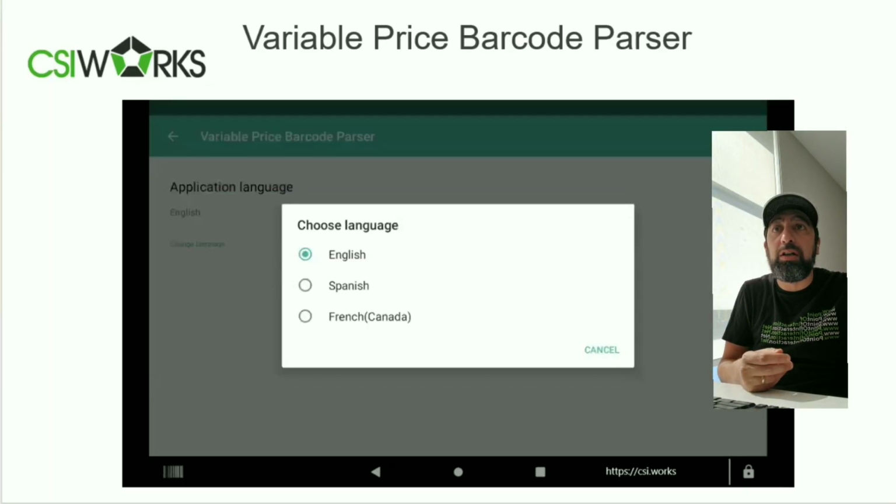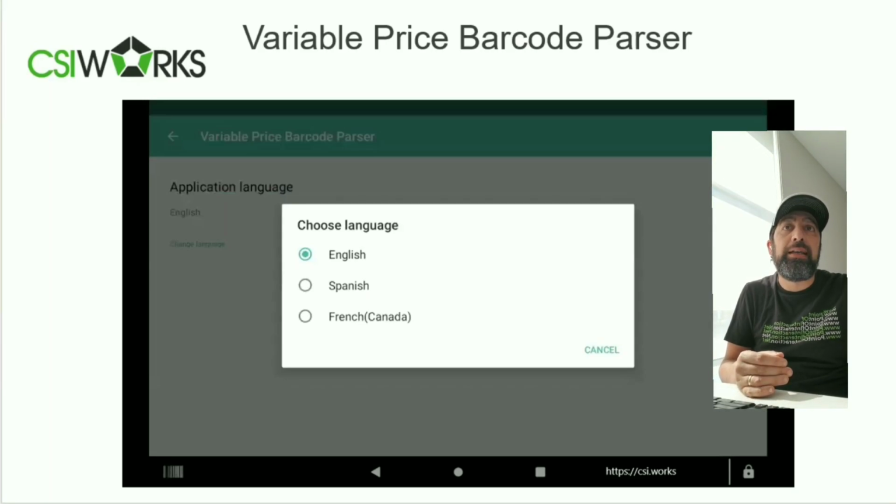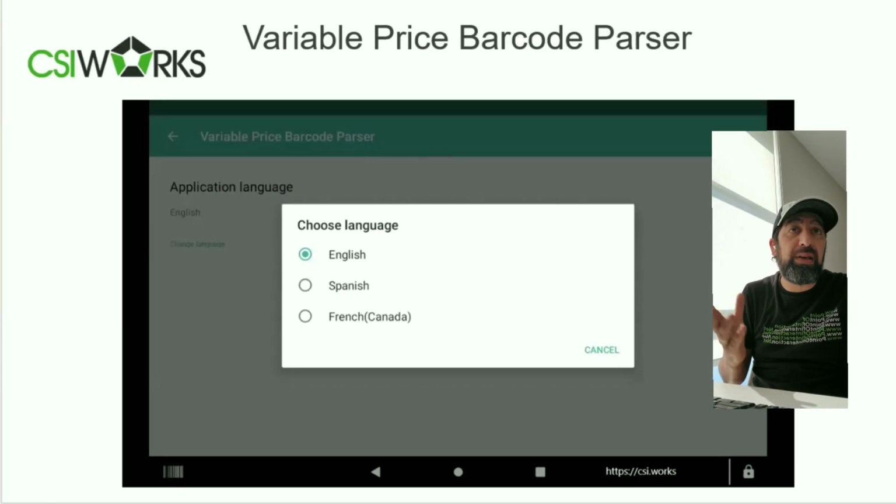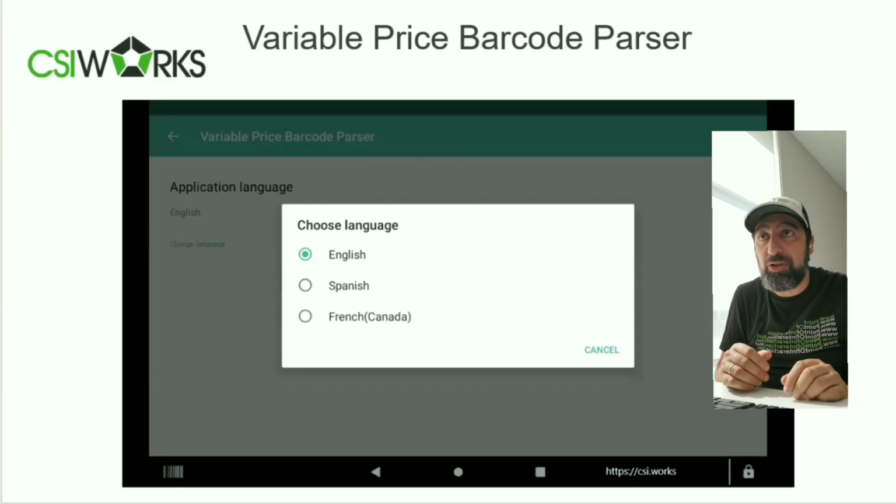Now, the Variable Price Barcode Parser is also available in 3 different languages, right? So it can go English, Spanish, and French for Canada, right? So the French language is for the Canadian market that we have, not for France. We're not available in France. And so that's basically the end of the features that I'm describing.